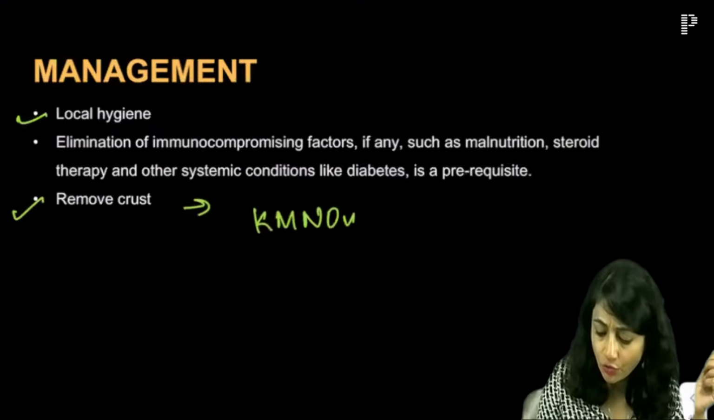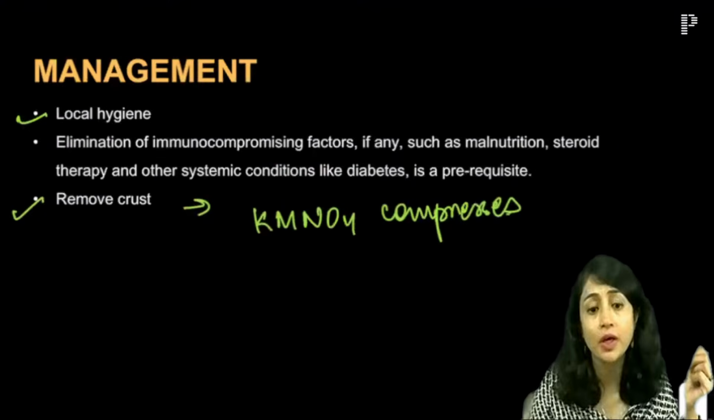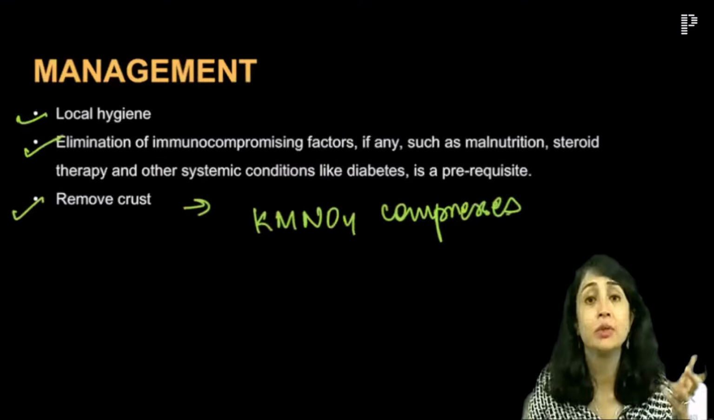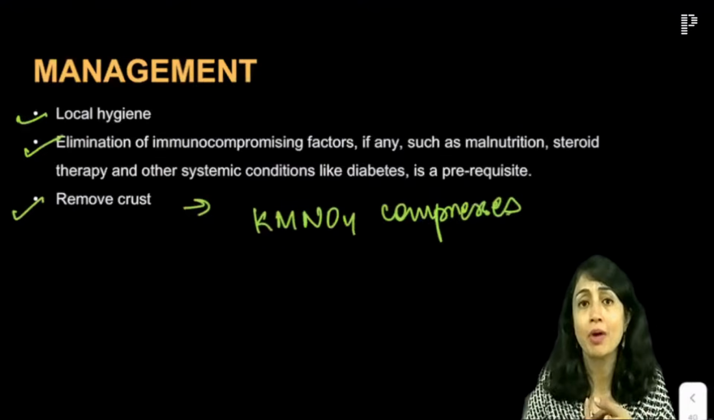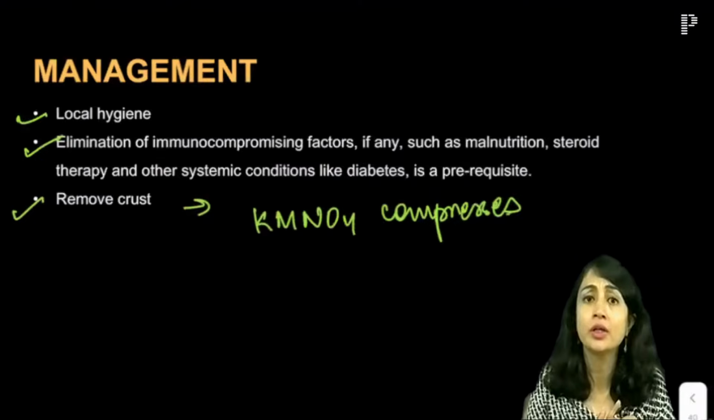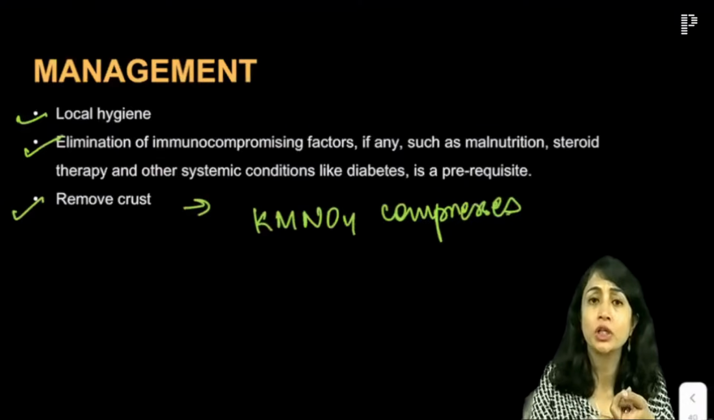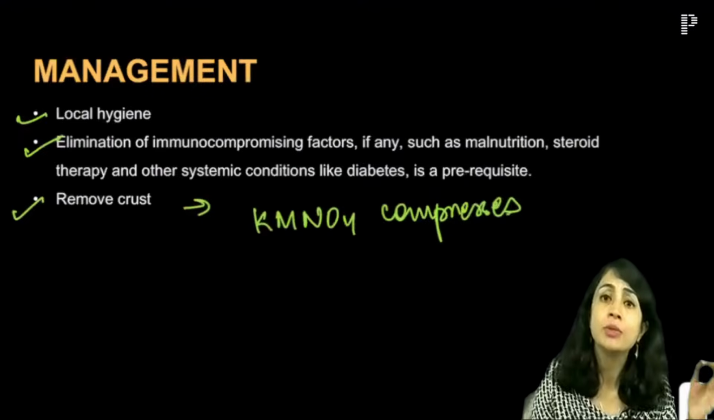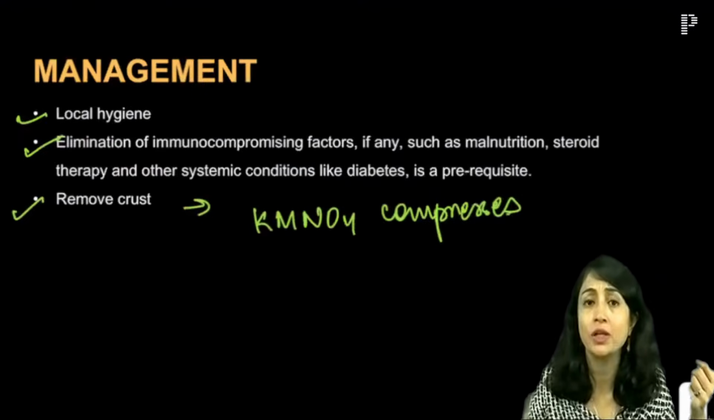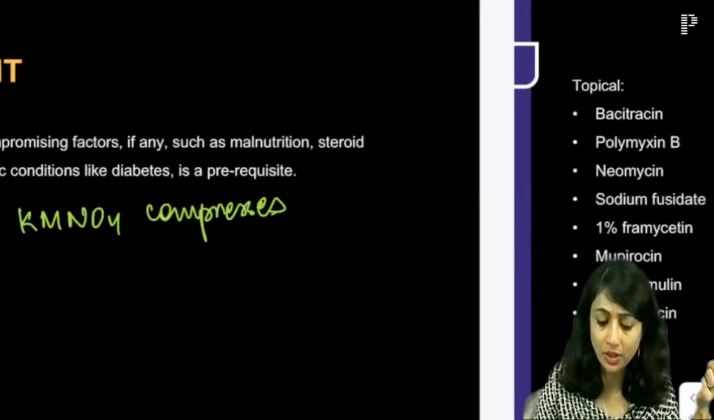which is KMnO4 compresses. Then, if the infection is more severe or recurrent, please eliminate any immunocompromising factors, like: is the patient diabetic, is the patient malnourished, is there any organ damage that's happening, is the patient on chemotherapy. So please rule out all the immunocompromising factors because otherwise your bacterial infection would be very, very recurrent and persistent.